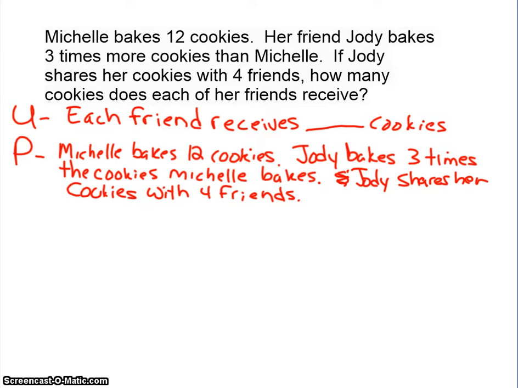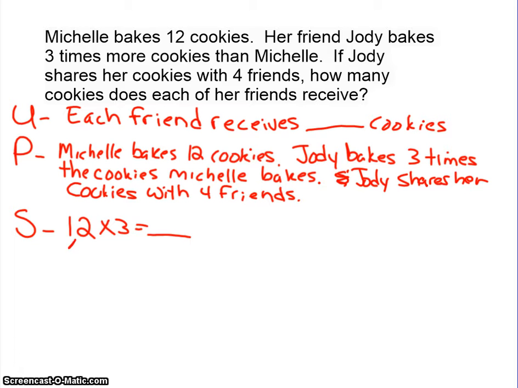Okay? So now we're to the solve part. Michelle bakes 12 cookies. Jody bakes 3 times as many. Do we know the total, or are we looking for the total of the number that Jody bakes? Hopefully you said you're looking for the total. So you have to decide, is it addition or multiplication? Are we talking about equal groups, or are we just talking about putting 12 cookies and 3 times as many cookies together? Hopefully you're realizing that that's 3 groups of 12. So it should be 12 times 3.